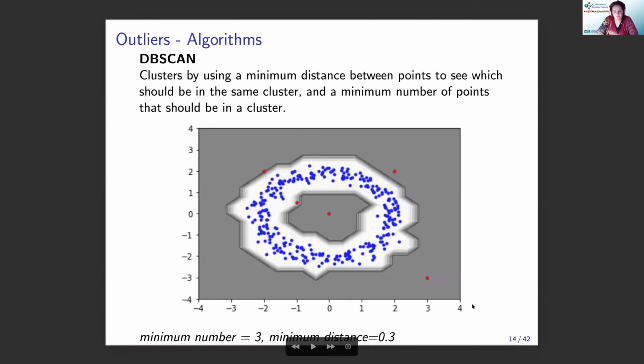DBScan is another one. It's been used by banks in particular to detect fraud. And this is clustering by using a minimum distance between the points to see which should be in the same cluster. You need to set 2 hyperparameters in this case, a minimum number of points that should be in the same cluster and a minimum distance. And you can see it does appear to quite nicely model the distribution of the data again, and it would in fact correctly rank the outliers as such.